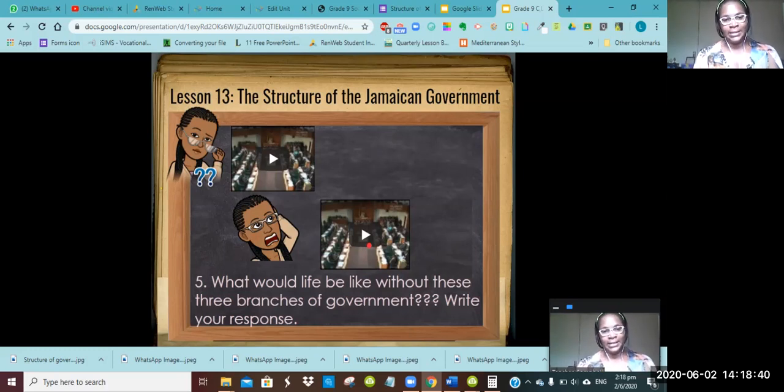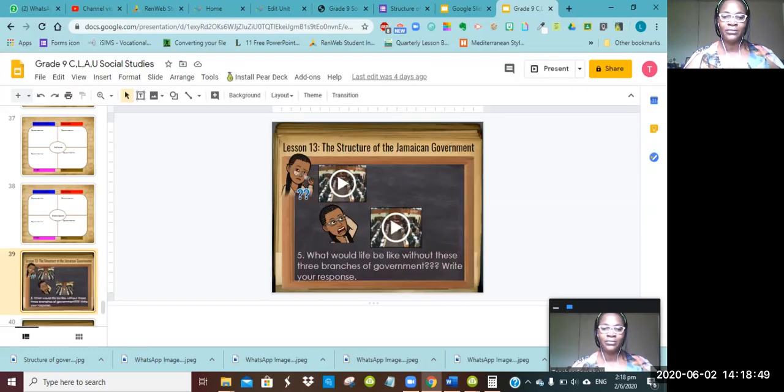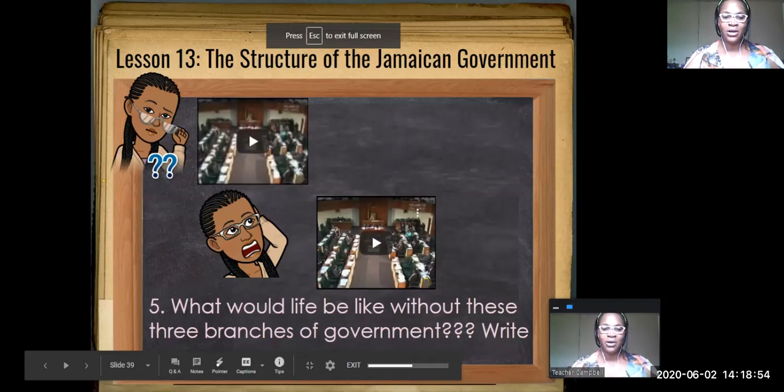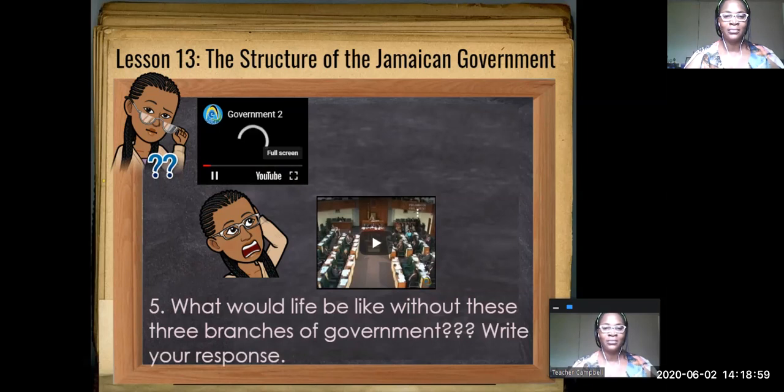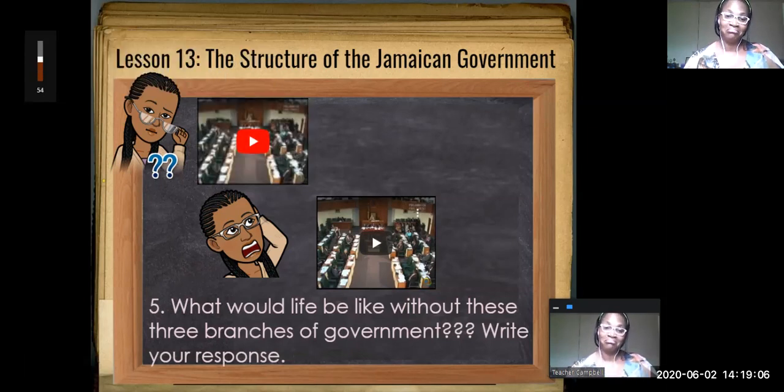Coming down to the end. What would life be like without these three branches of government? And I'd want you to post your response. So let me just play this here. Can you imagine if the country did not have a government to lead the people? What would it be like if we did not have a government to govern the people?